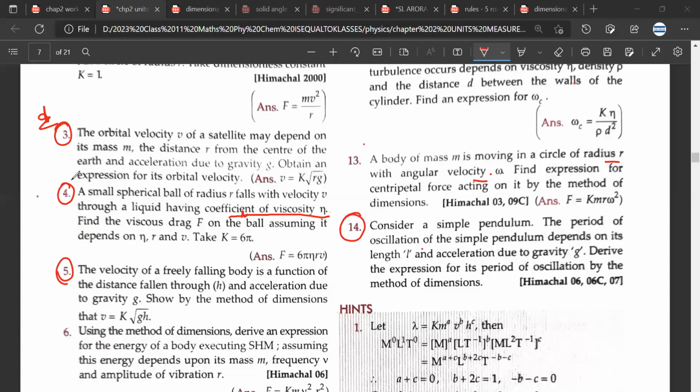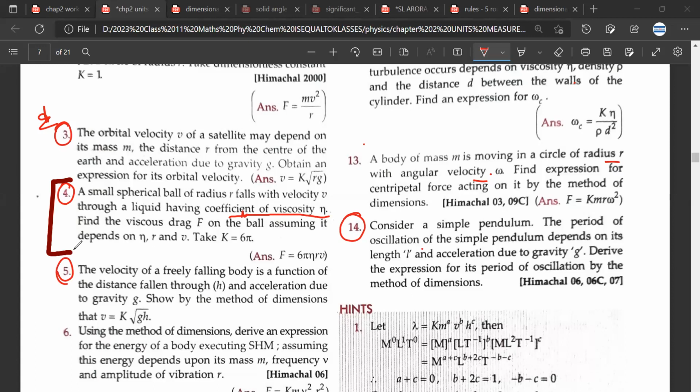So, Mr. Rudra, a small spherical ball of radius r falls with velocity v through a liquid having coefficient of viscosity neta. Find the viscous drag on the ball, assuming it depends upon neta, r, and v.